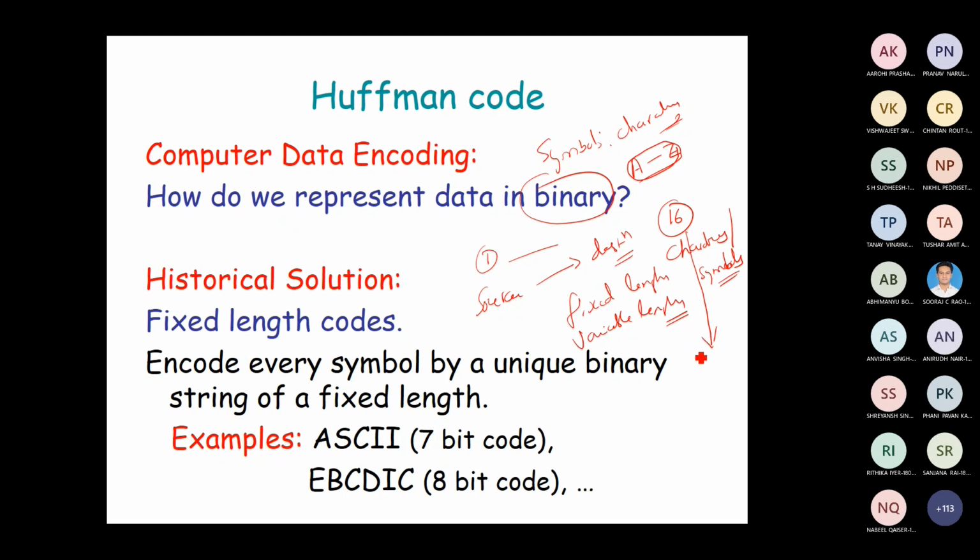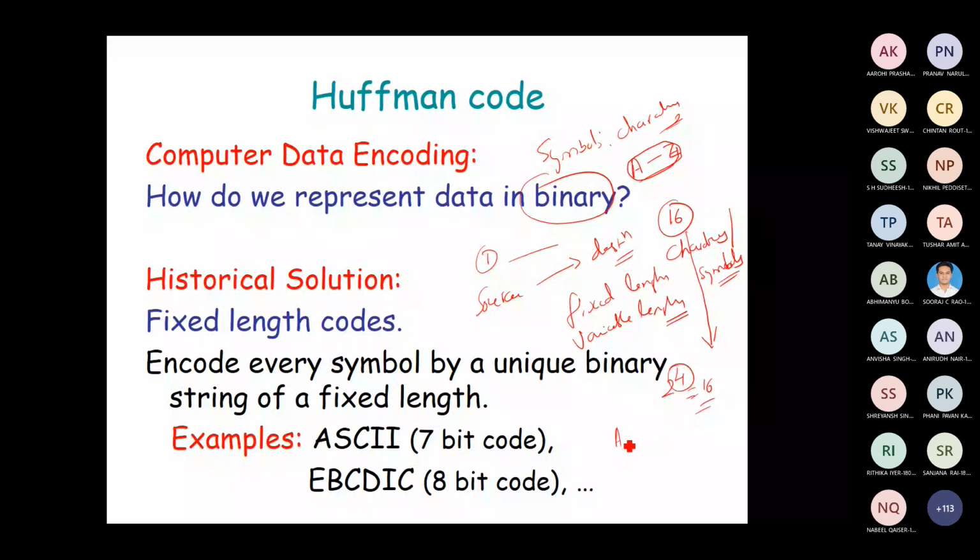How many bits do I require to represent this? Every symbol should have a unique code in this case. So if I have 16 symbols, that means 2 power of 4, which is 16. I require 4 binary bits to represent it.